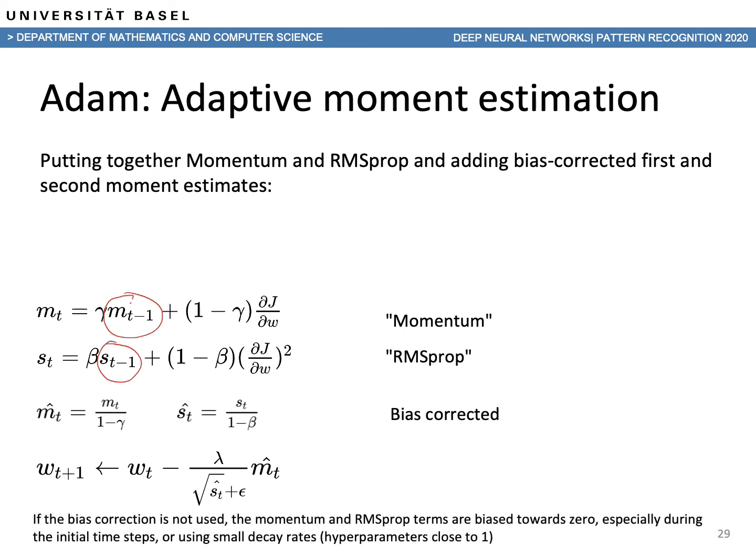So if the bias correction is not used, the momentum and RMS prop terms are biased towards 0, especially during the initial time steps or when using small decay rates. So it is very important, so that you don't have a system that essentially doesn't move to begin with, to use this bias correction as well. And the hyperparameters, or the values here for gamma, beta, epsilon, are the same as for the individual momentum and RMS prop.